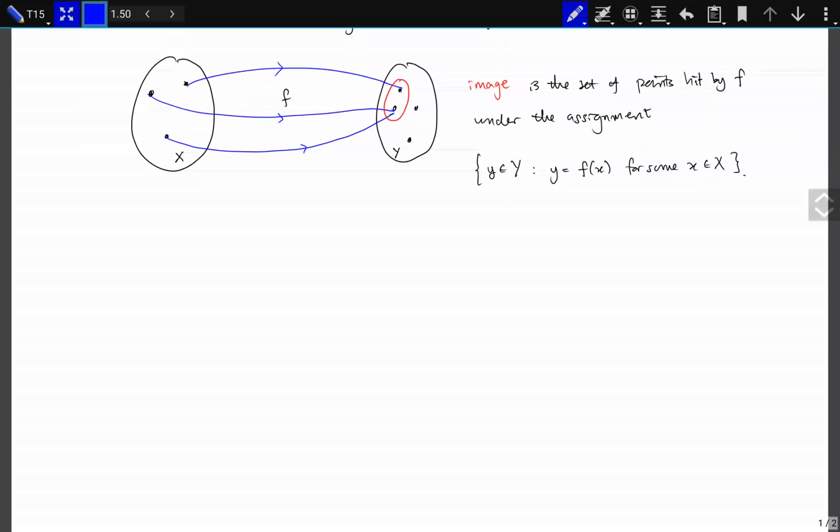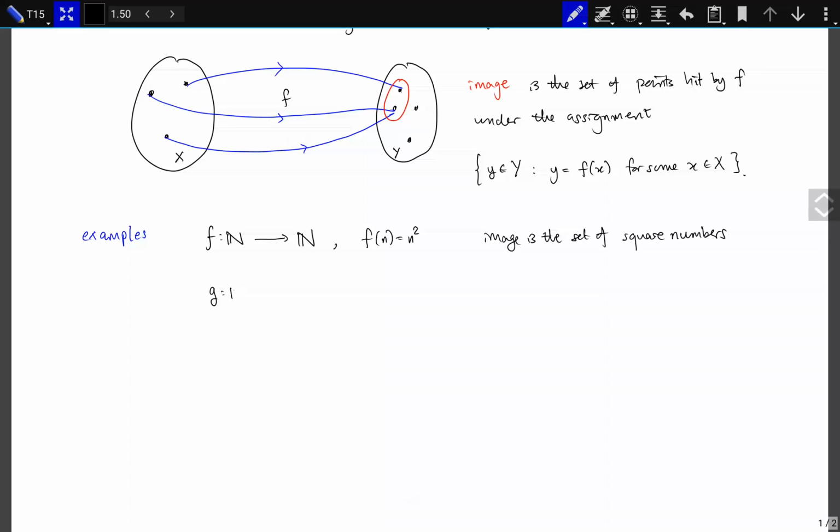So if we just look at this picture, here's some examples of functions. So from the natural numbers, that's all the positive integers, and we square every positive integer. And the image is the set of square numbers. A function from the reals to the closed interval, and the image is everything. It's always a subset of the target. In this case, it's all of -1 to 1, because we know that sine takes values between -1 and 1, and it hits all those values.